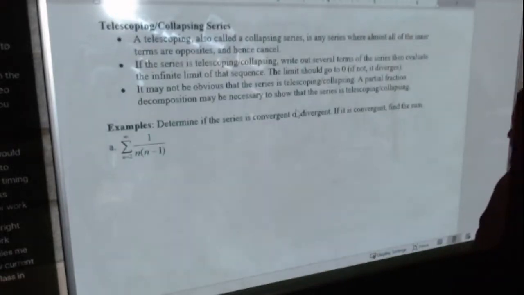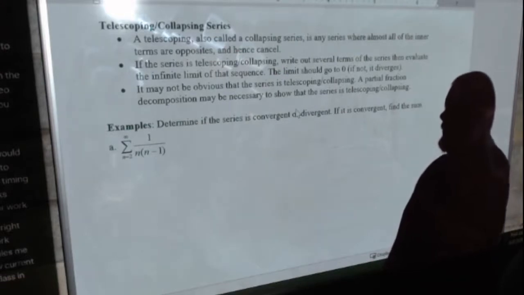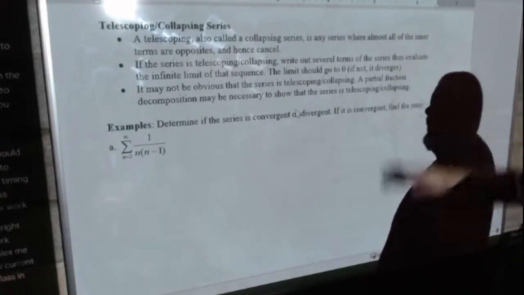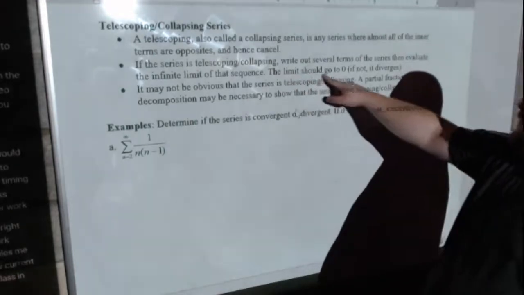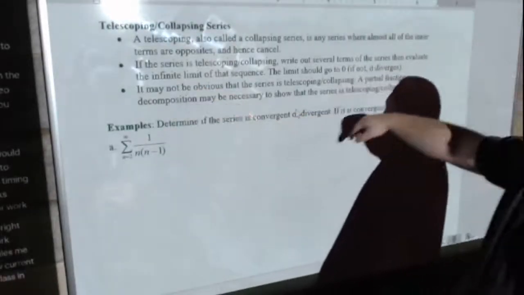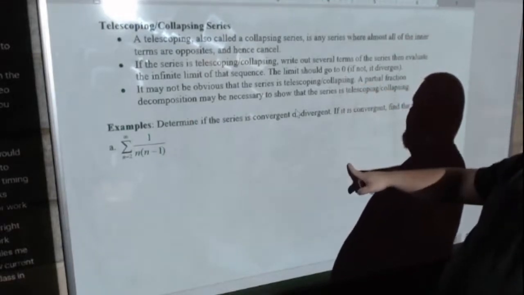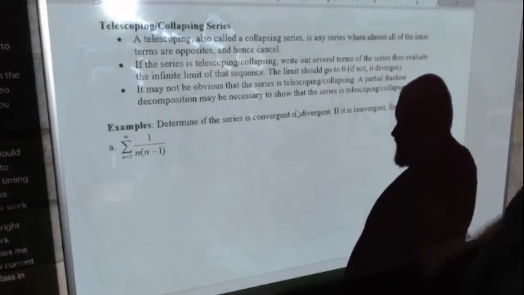Now these are called telescoping or collapsing because you're going to see that a lot of terms tend to cancel out. And it says that here that almost all the inner terms are opposites and hence cancel. So first what we need to do is we need to find the limit of the sequence, the infinite limit. And if it approaches 0, then we can continue. And then the next thing is to take the partial fraction decomposition.